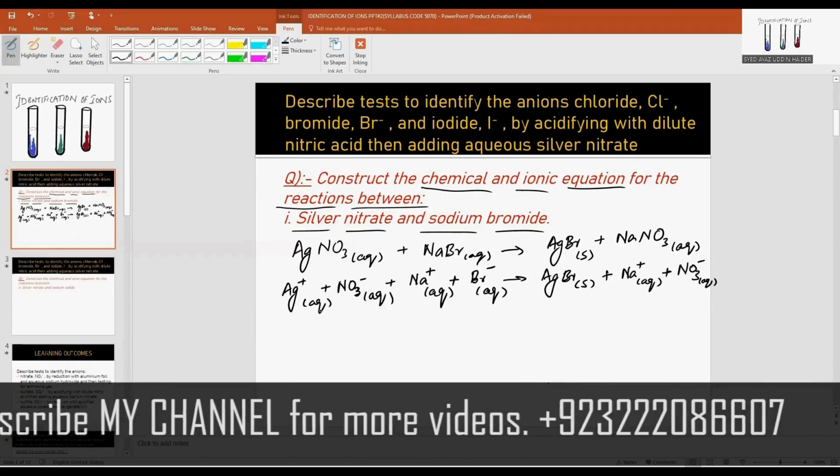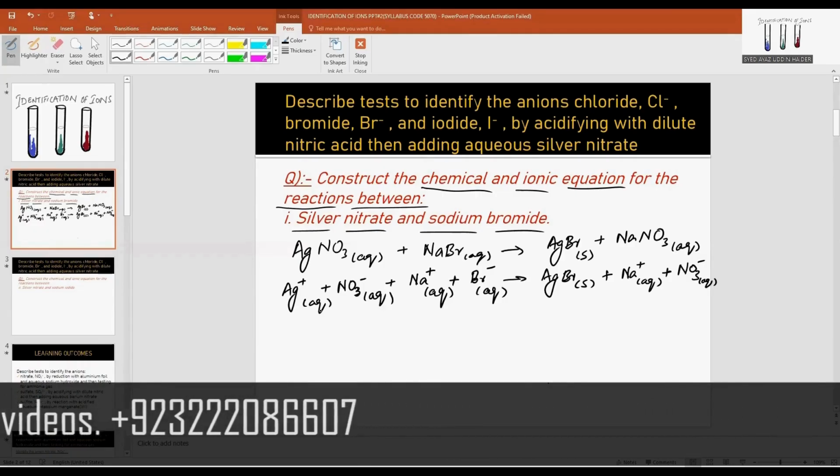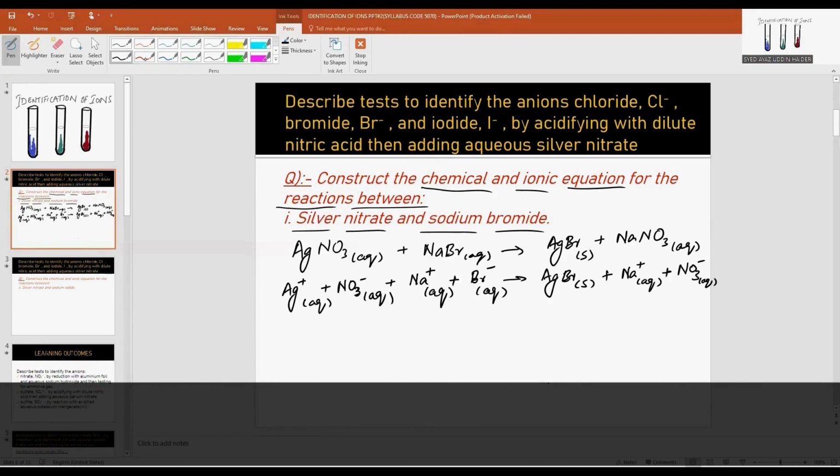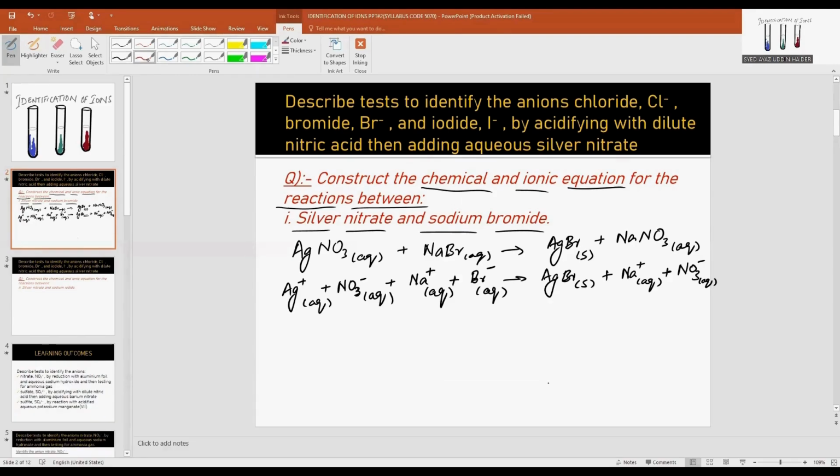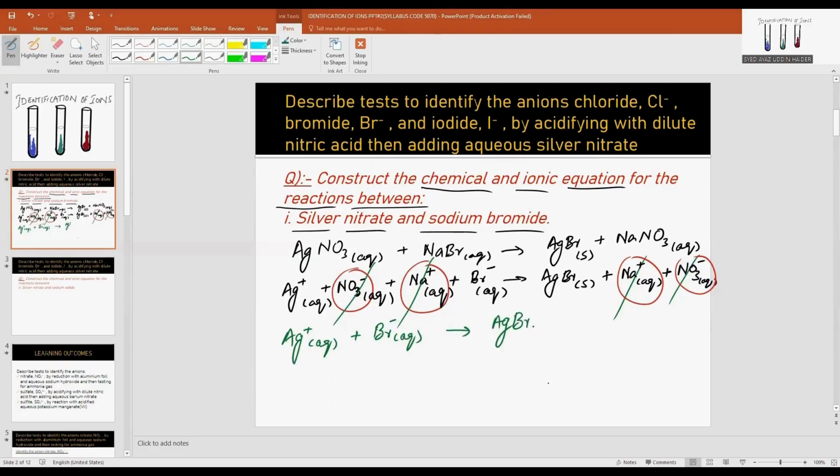The ions which are common or spectator ions are cancelled on both sides. Let me show the spectator ions. This is a spectator ion. This is also a spectator ion. So these will be cancelled. And the final ionic equation will be like this: Ag+ aqueous, Br- aqueous, AgBr solid.